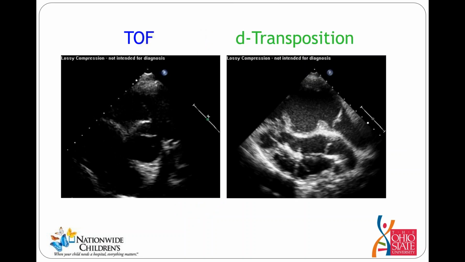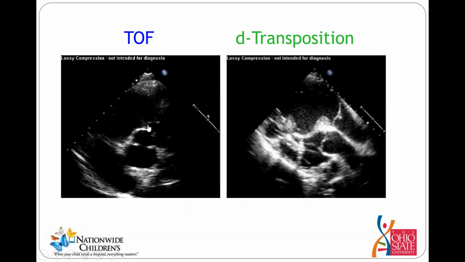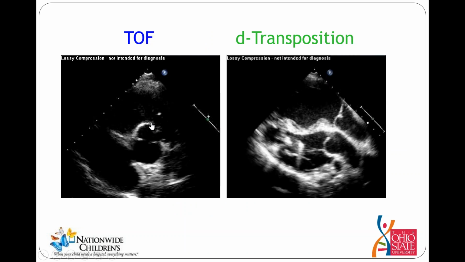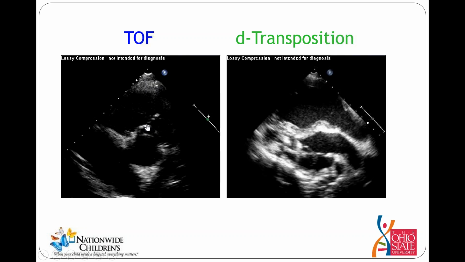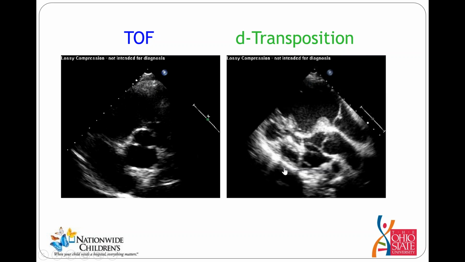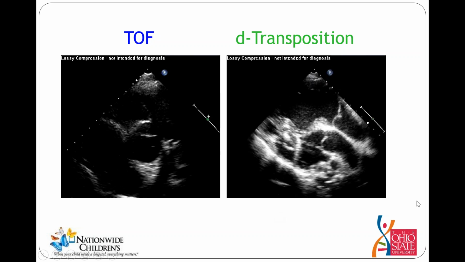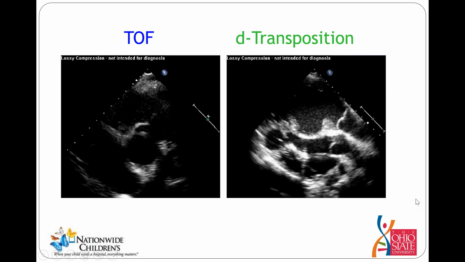Pretty simple. So echo image of tetralogy of Fallot, you can see that the aorta is large here. This is the septum that's come down, and there's anterior deviation of the septum, resulting in infundibular stenosis and a small PA. Transposition, obviously an atrial level switch patient, with two parallel great arteries that are pretty equally divided in this patient.